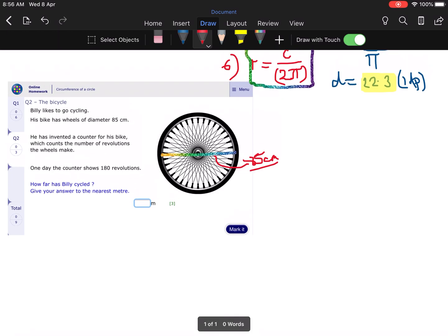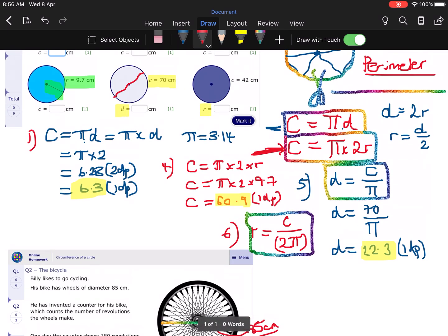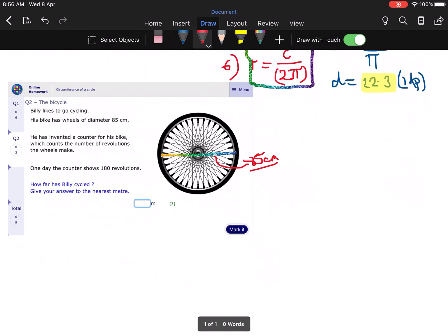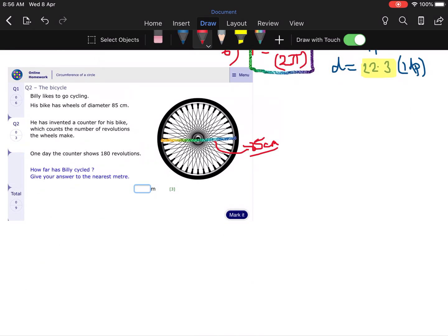Now, based on all the ones above, that is actually the biggest. I don't think we have a diameter 85, so think about an adult bike. The wheel's going to be very big, isn't it? 85 centimeters is almost a meter. So those are big wheels.